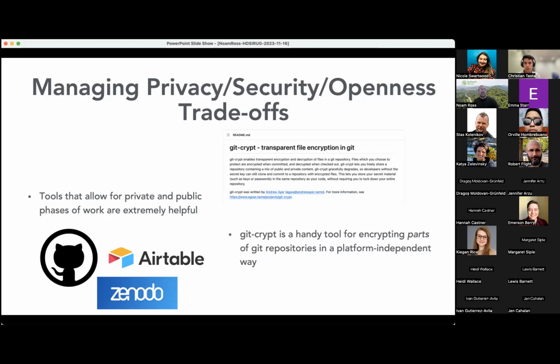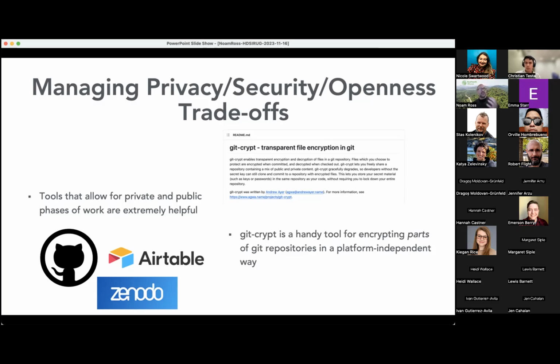Git Crypt is a tool that lets you manage encryption within a Git repository so that you can have individual data files or signing keys or service API passwords or things like that encrypted within a repository so that if the repository is shared, it remains private data. You don't necessarily want to release your encrypted files.